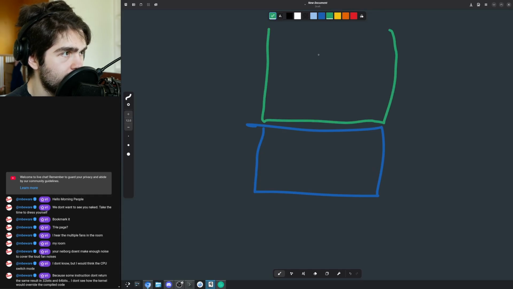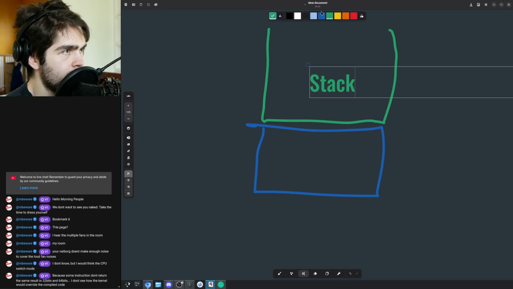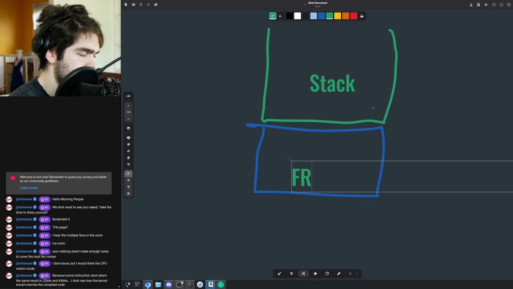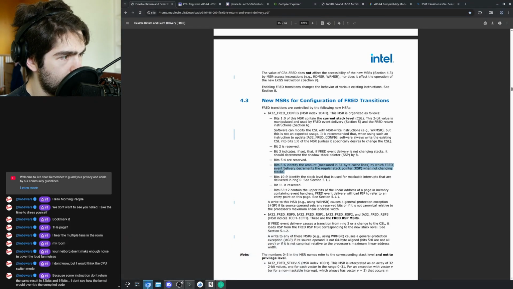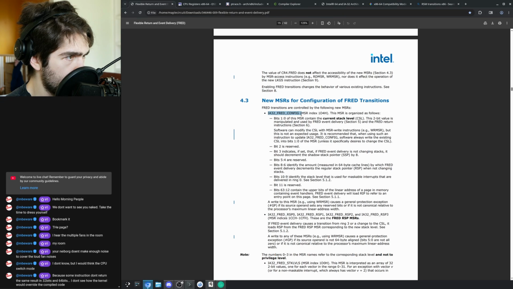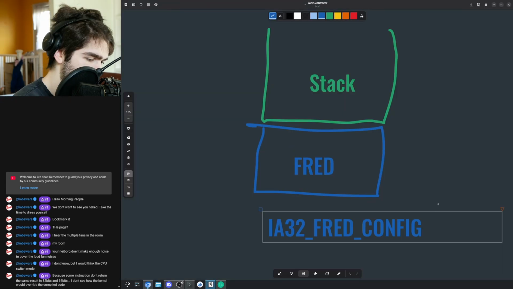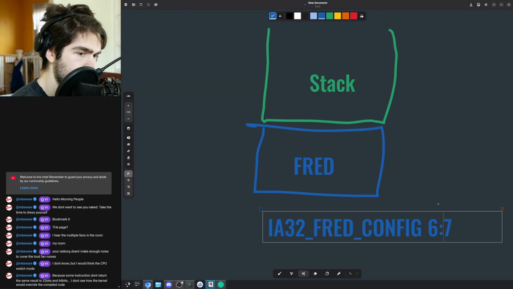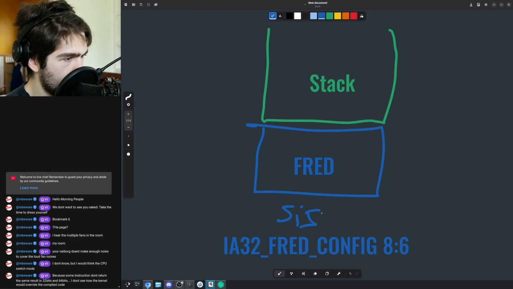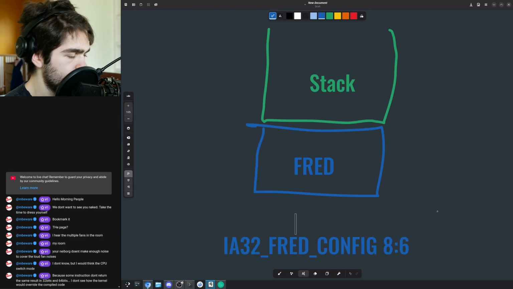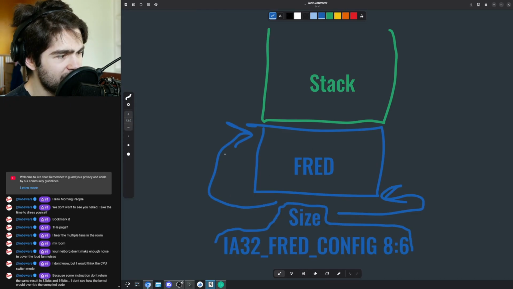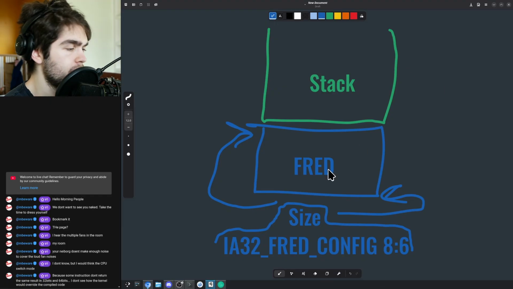is for the stack. You know what? I just need to write for real. Green is for the stack and blue is for Fred. So this, let's just copy this. I'm lazy. And it's 8 to 6. Whoops, 8 to 6. Size. Okay, so the size of this Fred thing is determined by this config.